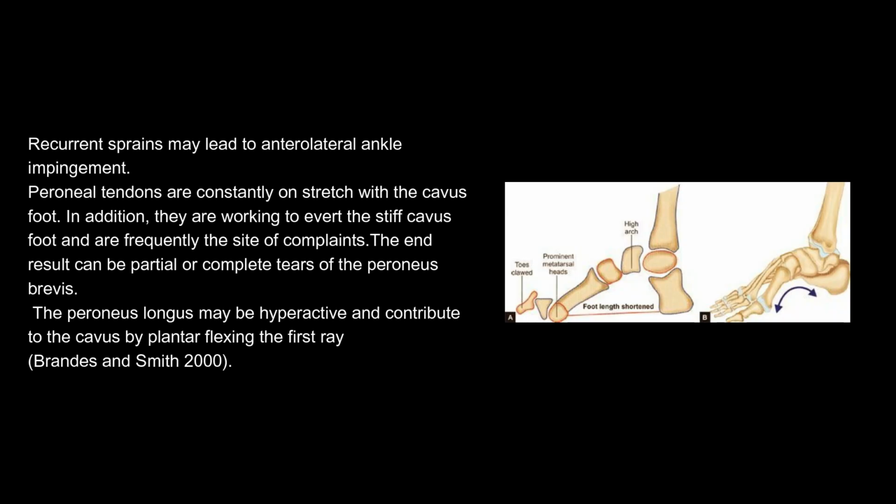Recurrent sprains may lead to anterolateral ankle impingement. Peroneal tendons are constantly on stretch with the cavus foot. In addition, they are working to evert the stiff cavus foot and are frequently the site of complaints. The end result can be partial or complete tears of the peroneus brevis. The peroneus longus may be hyperactive and contribute to the cavus by plantar flexing the first ray. Brands and Smith 2000.